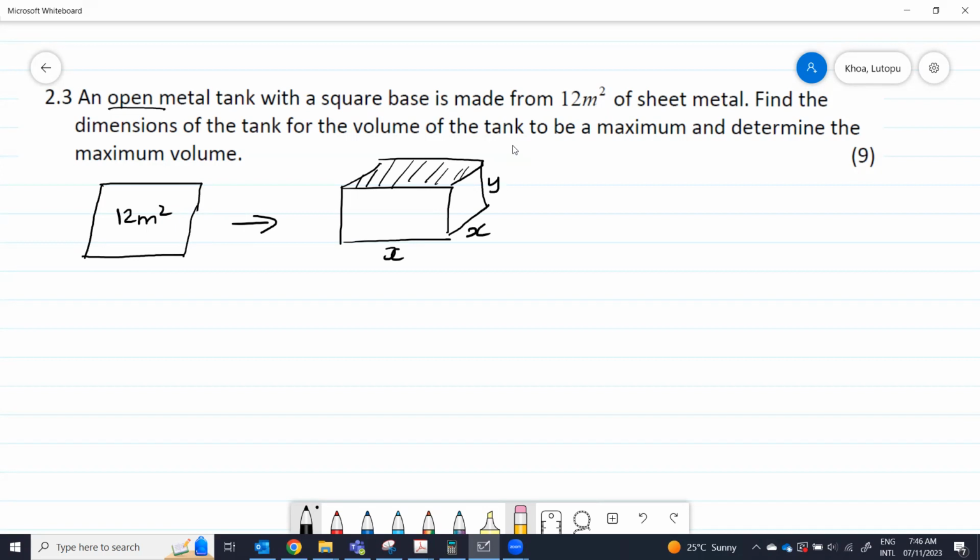Now, find the dimensions of the tank to be, so the volume. Okay, so we want a maximum volume. So what we do is we write down the equation for the volume. So the volume is length, breadth, height. So this is x times x times y. And this we want to maximize.